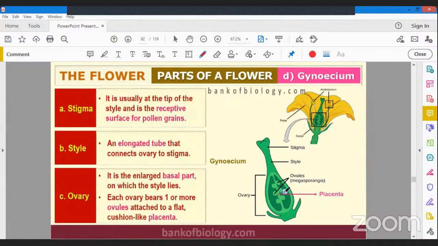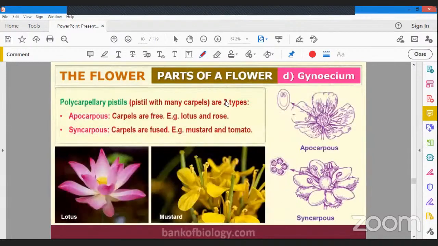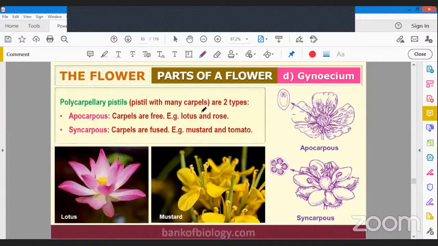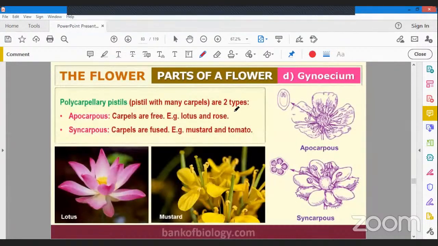Done. So we go to the next part. Polycarpellary pistils. Pistils with many carpels are called polycarpellary pistils. There are two types, apocarpous and syncarpous. If the carpels are free, then apocarpous. If they're fused, then they're called syncarpous. Apocarpous, example, lotus and rose. Syncarpous, mustard and tomato.